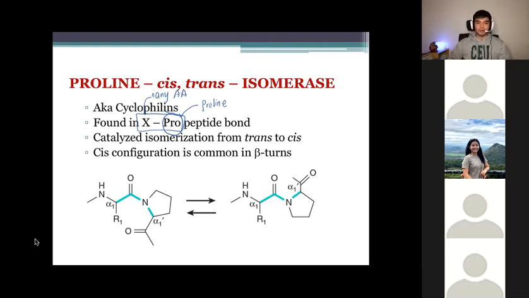Lahat ng katabi ng proline. Okay? Kahit anong amino acid pa yan, basta katabi ng proline. Doon nag-act ang proline cis-trans isomerase. So this enzyme catalyzes isomerization of the bond from being trans to cis. Kaya ang term natin ay cis-trans isomerase.